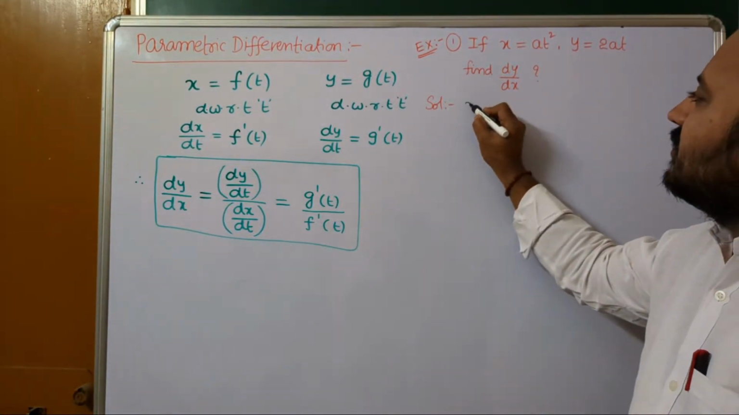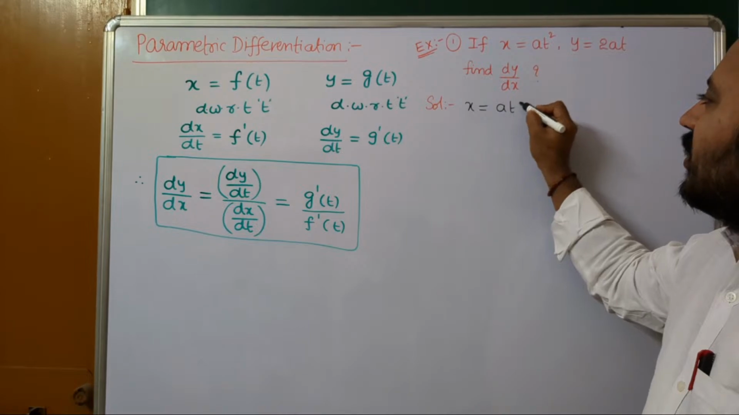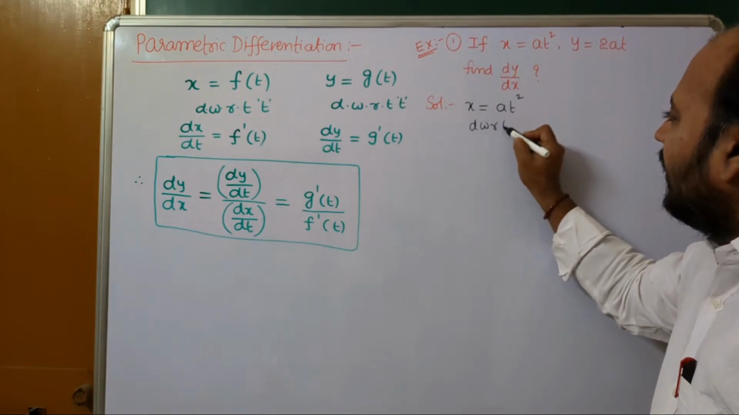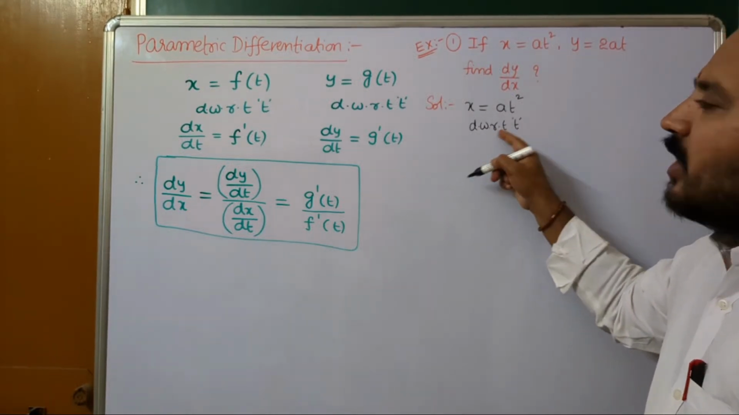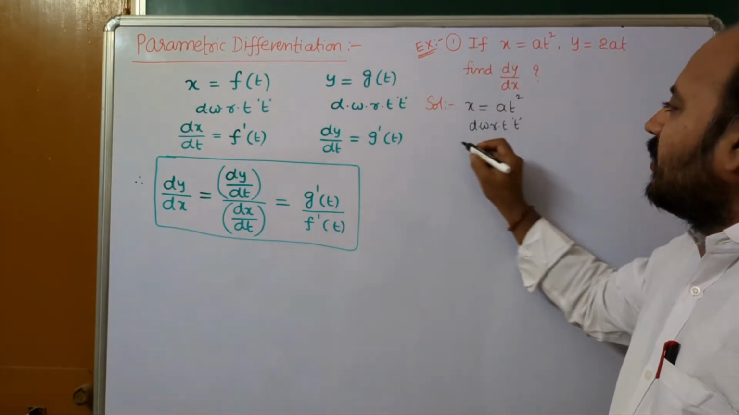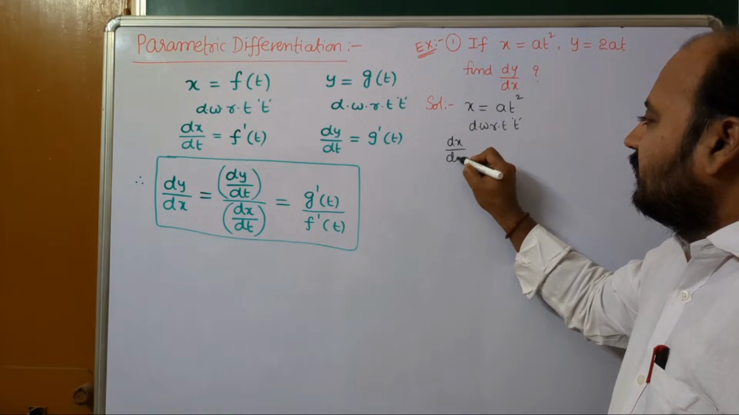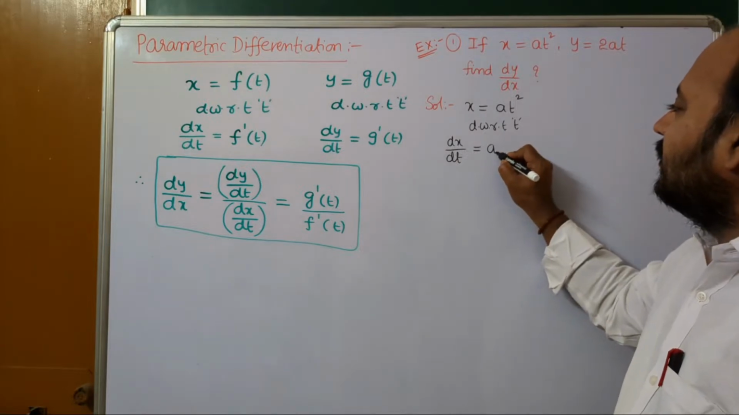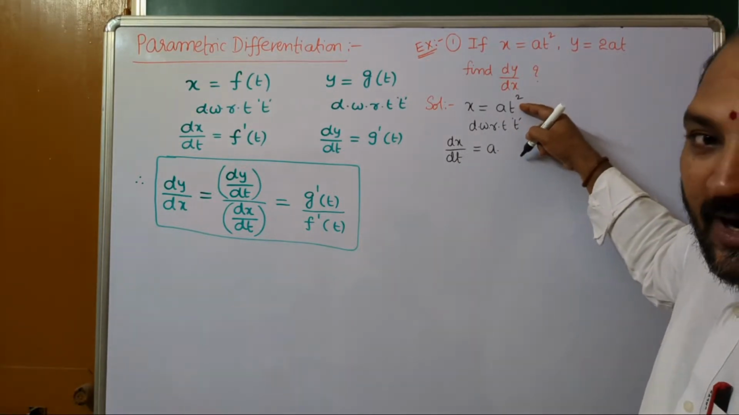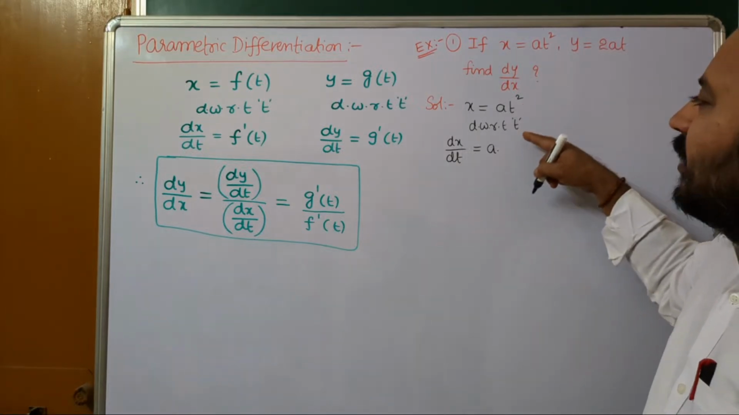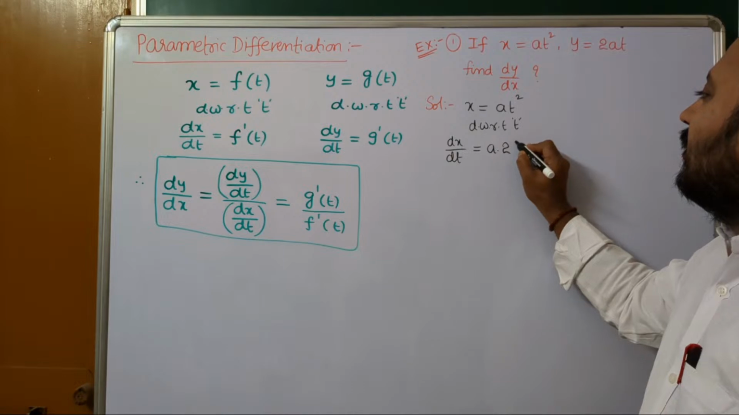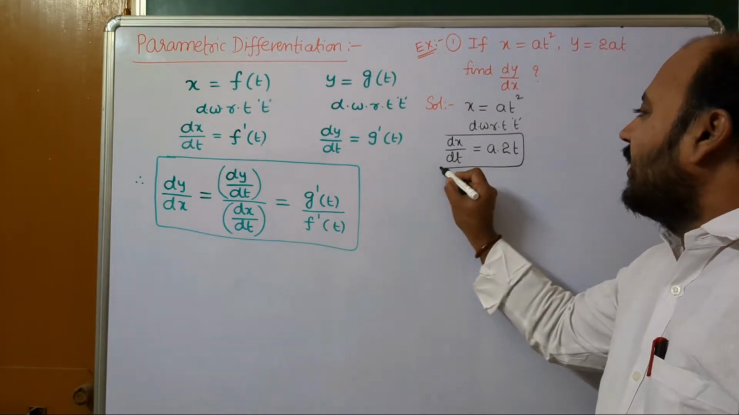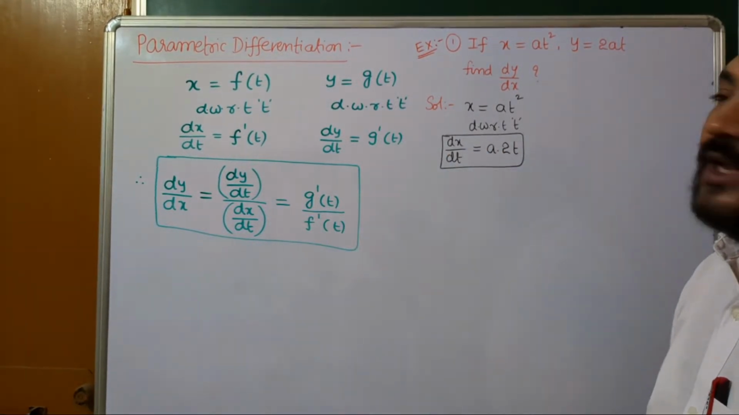So first, x is equal to a t square, x is equal to f of t. So differentiate with respect to t. d w r t means differentiate with respect to t. x with respect to t, dx by dt. So a into t square, a constant we can take outside. So d by dt of t square, like d by dx of x square is what? 2x. d by dt of t square is 2t. Are you getting it, all of you? So dx by dt value you are getting as a into 2t, that is 2at.